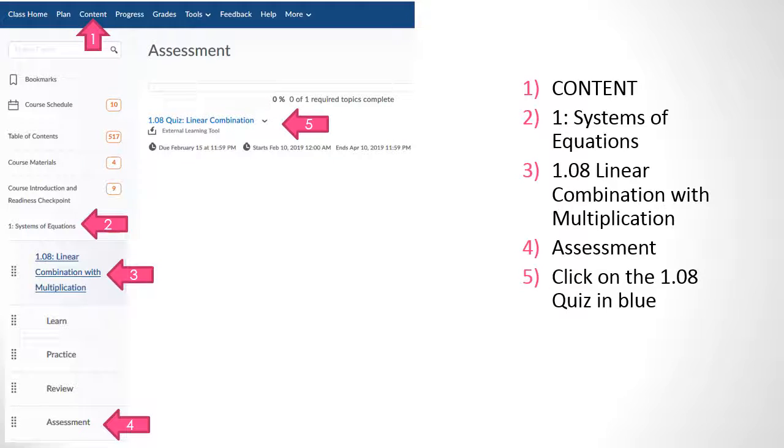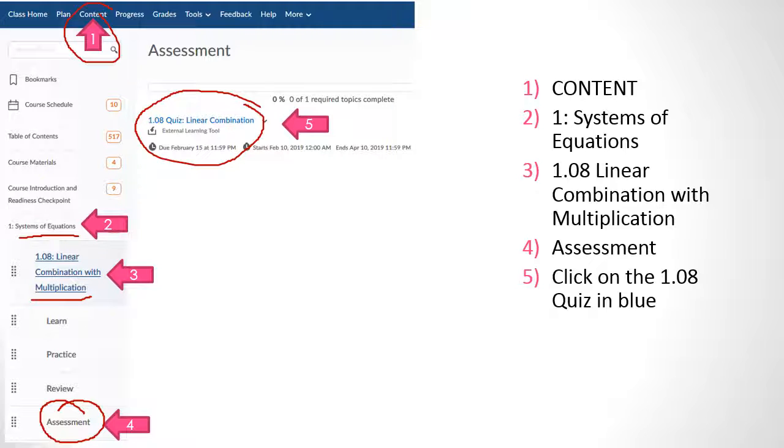Just a real quick refresher on how to get to today's quiz or any quiz in general. Go to the content at the top, and then go to Unit 1, Systems of Equations, and we are in 1.08, Linear Combination with Multiplication, and then the quiz is under Assessment. So content, click on the unit, Systems of Equations, click on the lesson 1.08, Linear Combination with Multiplication, click on Assessment, and then lastly, click on 1.08 Quiz in blue.